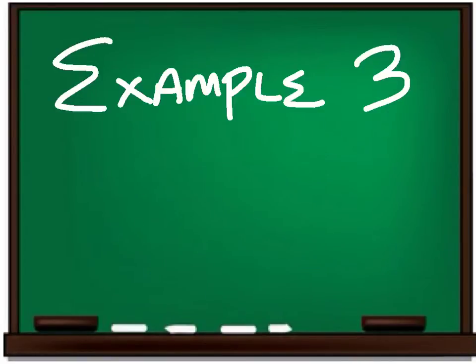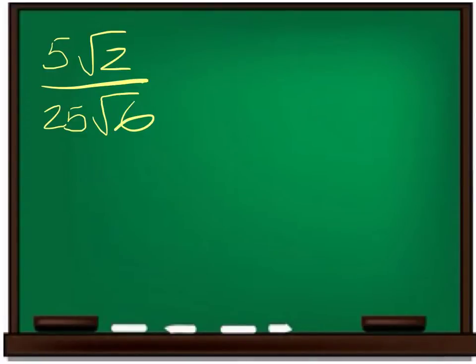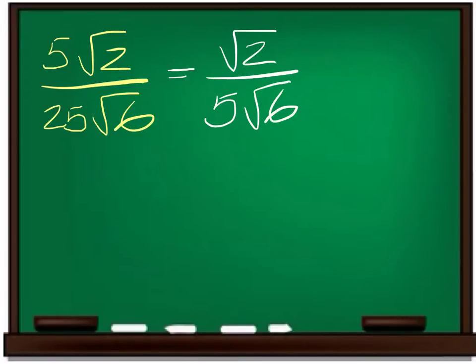Here's example number 3. 5 square root of 2 over 25 square root of 6. Simplify as much as you can before you work the problem out. 5 over 25 is 1 over 5. You can still simplify again. Square root of 2 over square root of 6 is 1 over square root of 3.